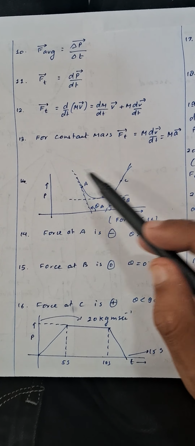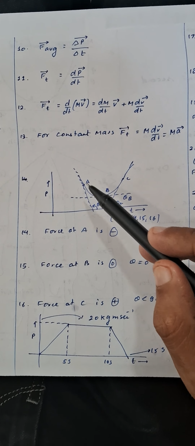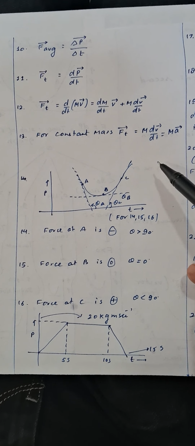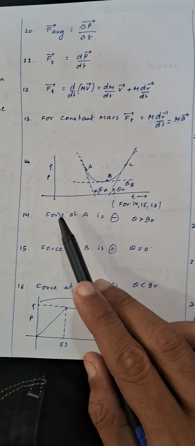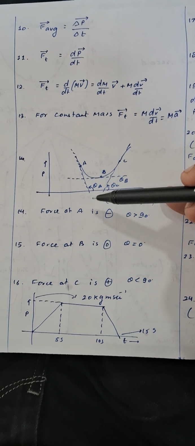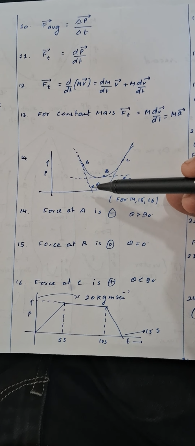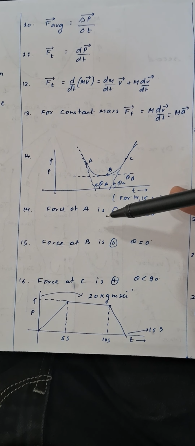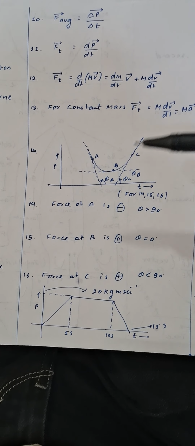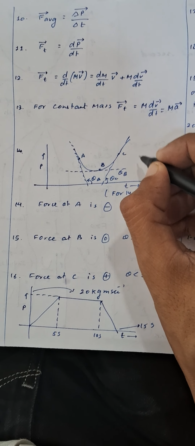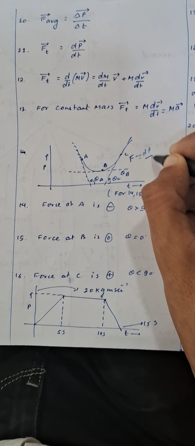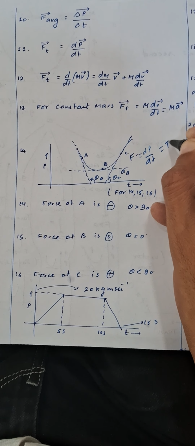Next, there is a graph of momentum and time. There are 3 points given, A, B and C, and angles are theta A, theta B and theta C respectively. And we are being asked what is the force at A. So you can see that at A, the angle made by the tangent with the t axis is obtuse. So tan theta is negative. That means force will be negative, as we know that F is equal to dp/dt and it is equal to tan theta.